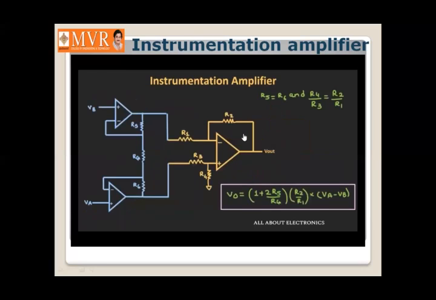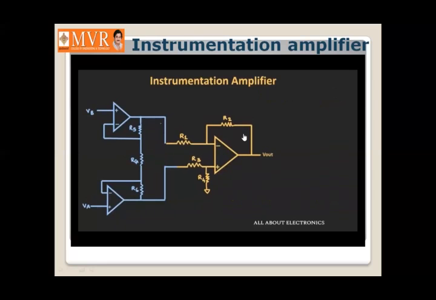For this configuration, if we assume that R5 is equal to R6 and the ratios R4 by R3 and R2 by R1 are matched, then the output voltage Vout can be given by this expression. Now let us derive this expression, and during the derivation, let us also understand how this circuit amplifies the differential input signal and passes the common mode signal as it is, and using this, how we can improve the common mode rejection ratio of the circuit.